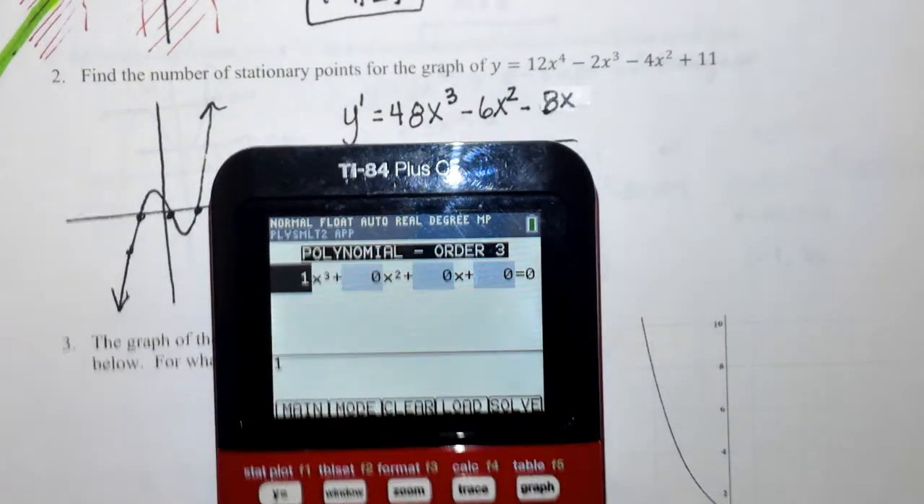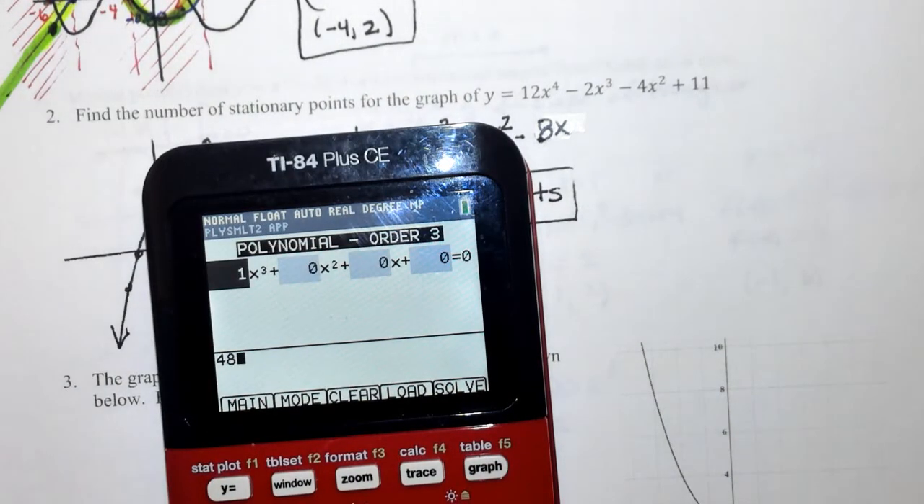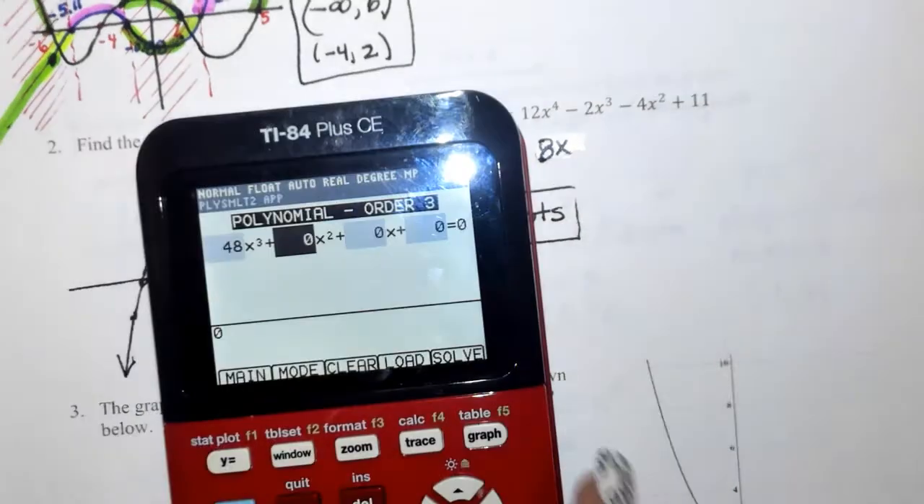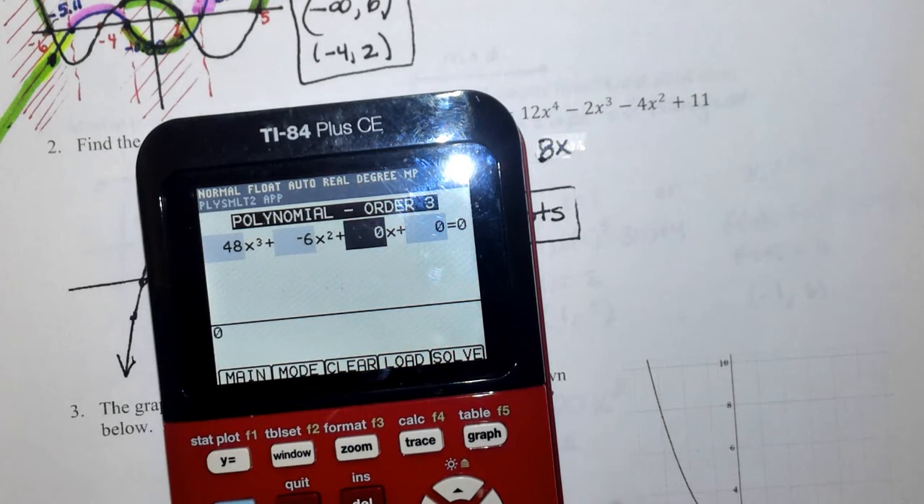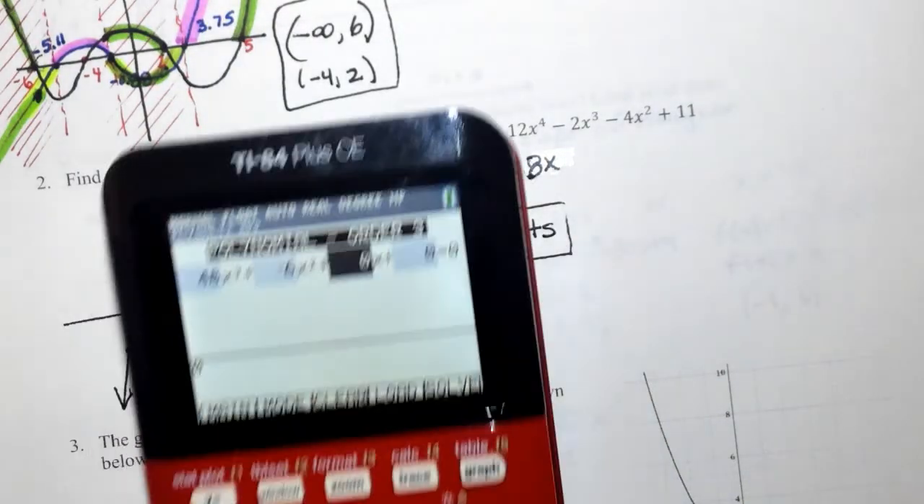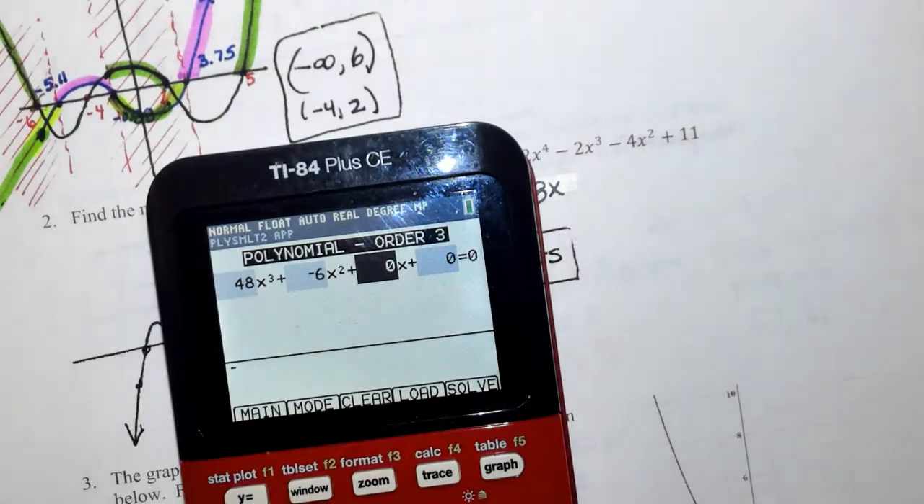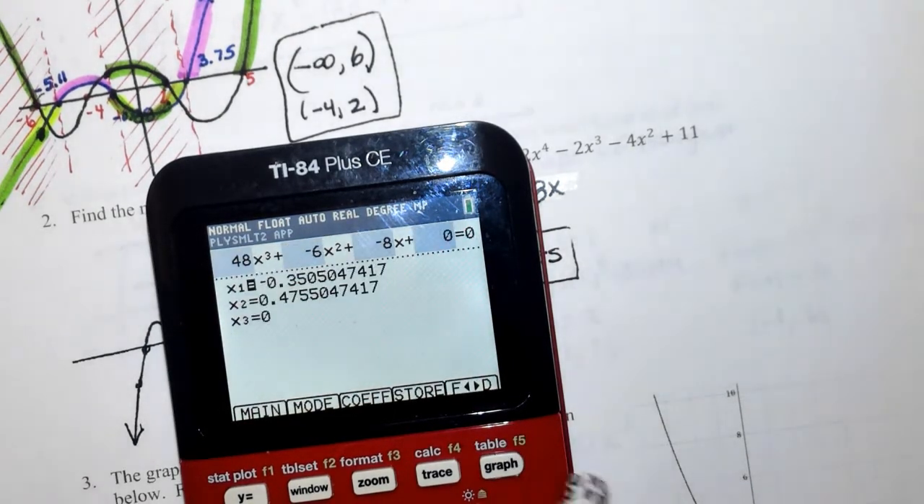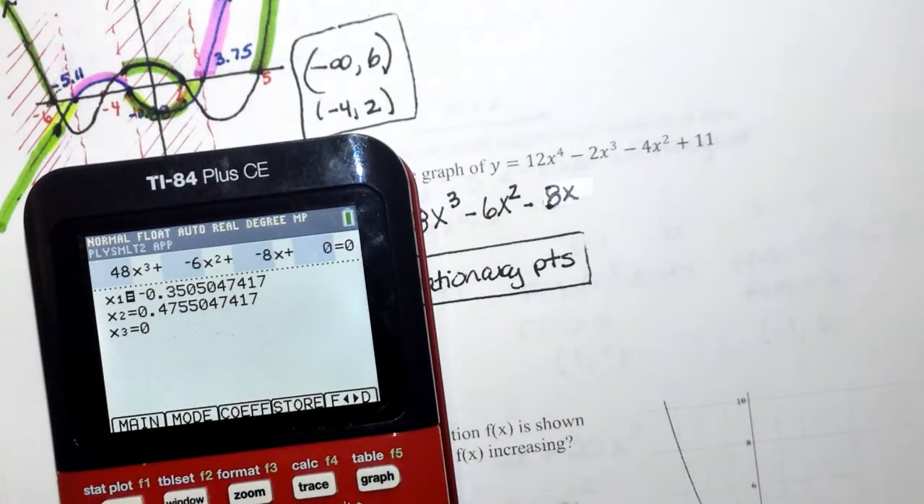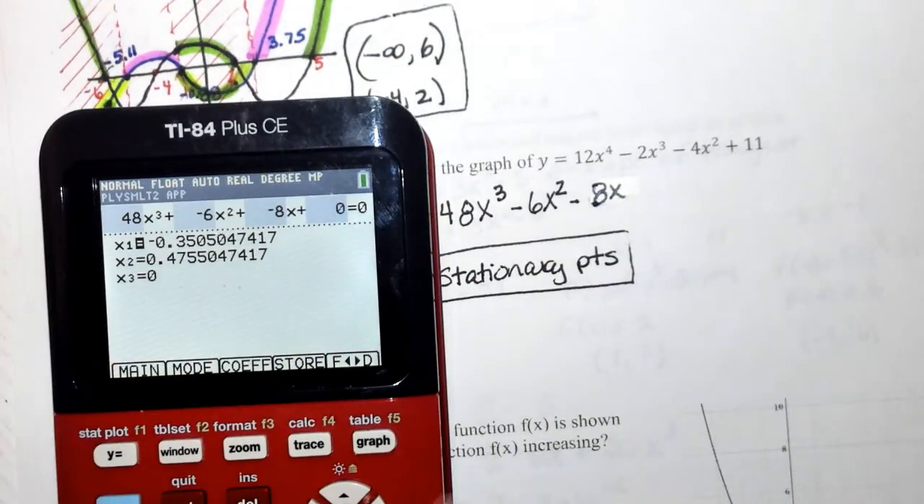It's going to be 48, negative 6, negative 8, and 0. And there it is. That's way easier than trying to calculate all those.